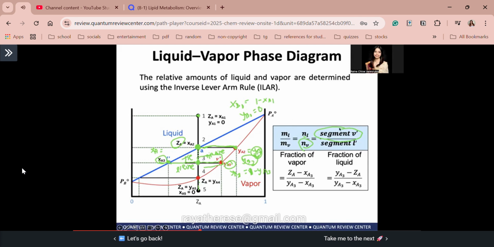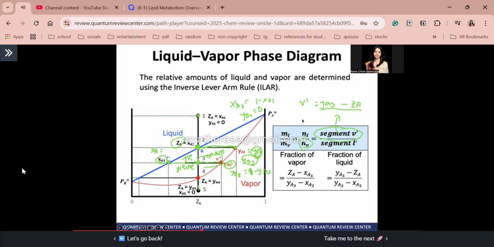So guys, the segment V apostrophe, look at this line, this segment. If you want to get the actual value of that segment, that is just YA3 minus ZA. Guys, ZA is always in the middle. That is your segment V apostrophe, and it has a specific value. Ma'am, why YA3 first? Guys, of course YA3 is greater compared to your ZA. That's why it automatically comes first.